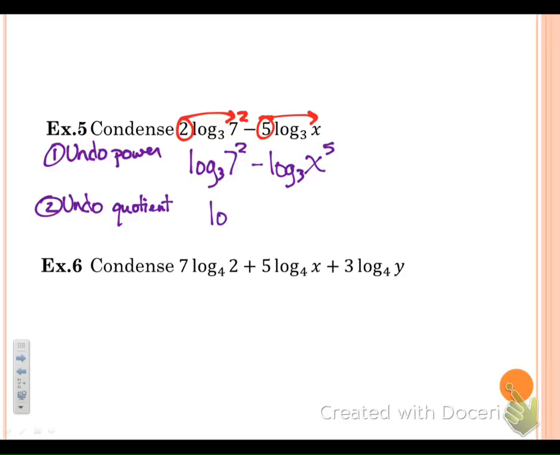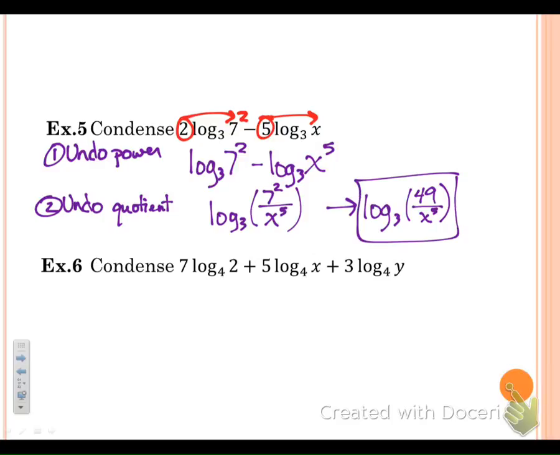And I'm going to have log base 3 of 7 squared divided by x to the 5th. Last step is to clean it up. This is my final answer. So after we condense it to a single log, always check to see, is there something I can actually compute?